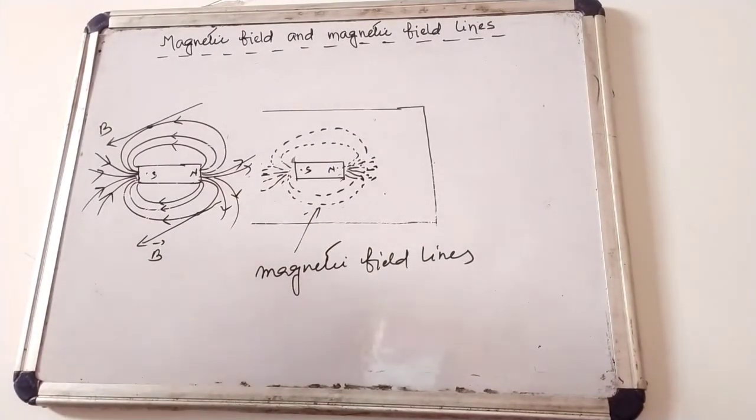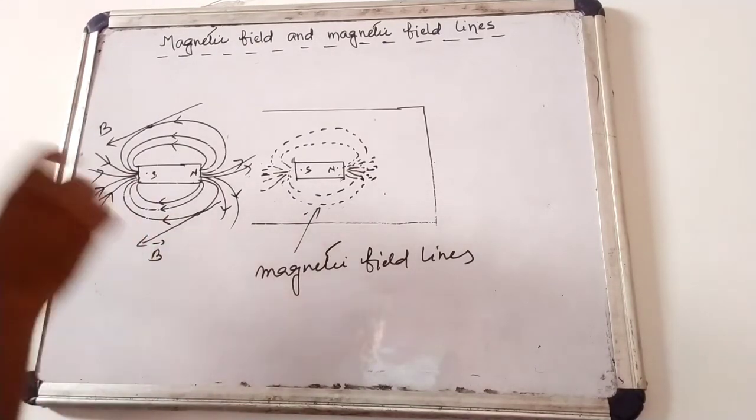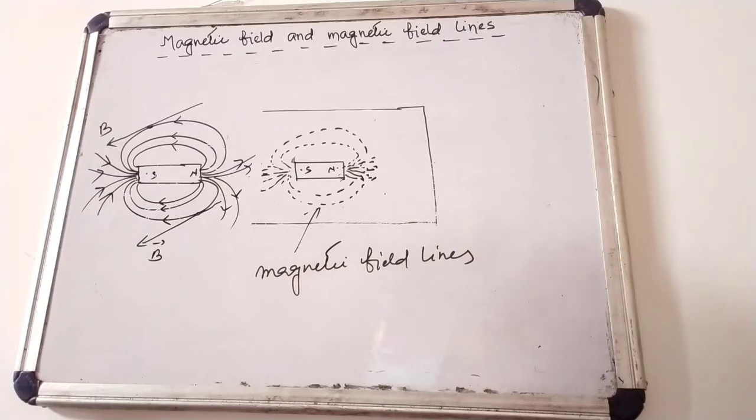So these magnetic field lines have some properties. Our first property is this one: if we draw a tangent at a point, it will give us the direction of magnetic field at that point. This is our first property. Second property is two field lines never intersect with each other.